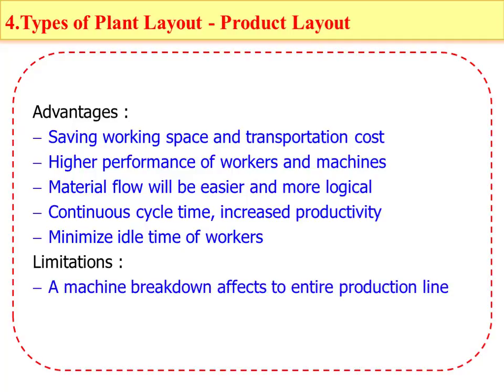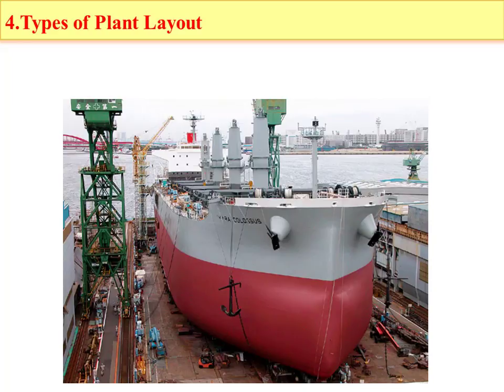The limitation has two problems. First, if a machine breaks down, it will affect the whole production line, and the product change will make the system change too, and that will be a very big change.